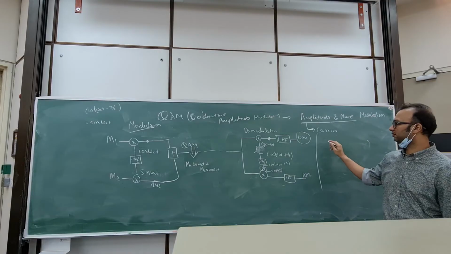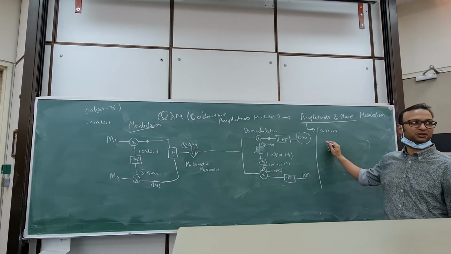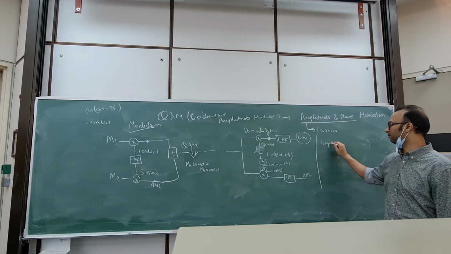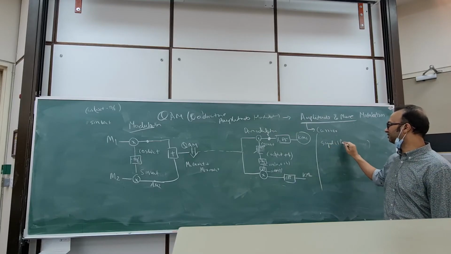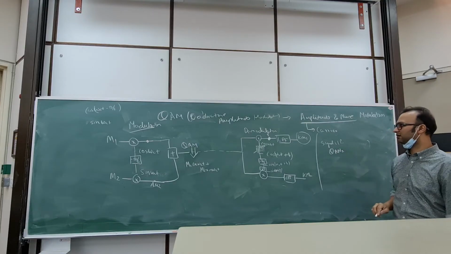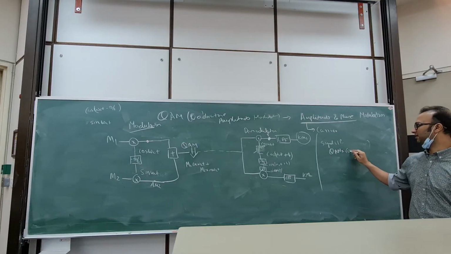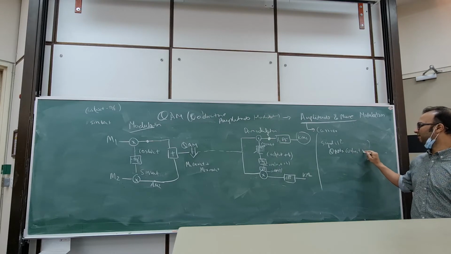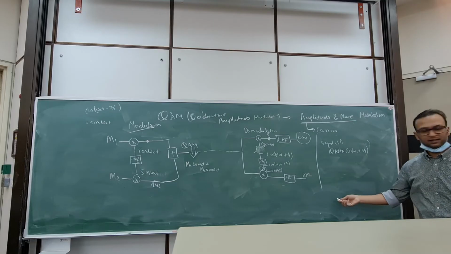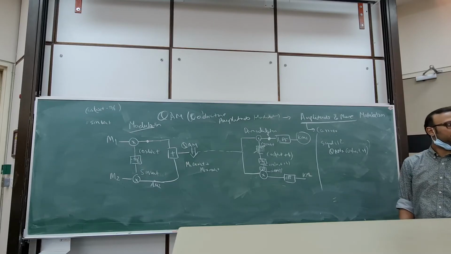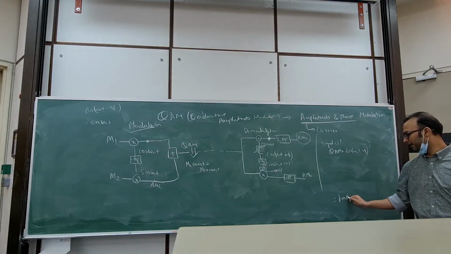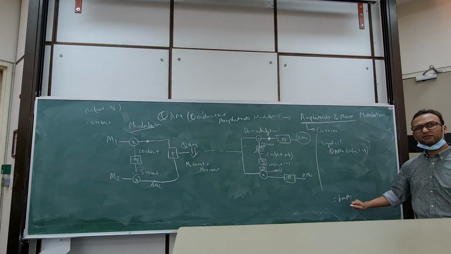Tell me what is the signal here. Let's go step by step. Suppose this is P. So the signal at P is QAM, M1 cosine omega ct plus M2 sine omega ct, multiplied with cosine omega ct plus phi. If you do the math, I'll let you do it at home. You will get K M1 or K M2.